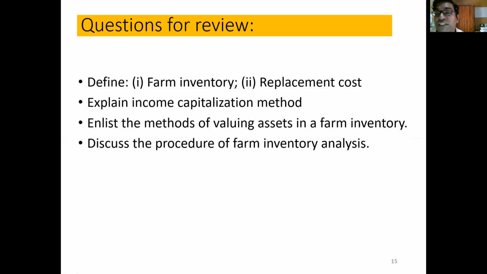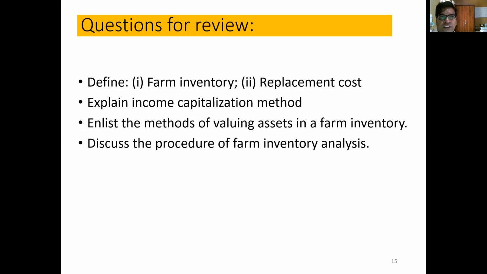Right, now we have questions for review. If you understood the lecture properly, then you'll be able to give me the answers. First, define what is farm inventory, and define replacement cost. You should be able to define farm inventory in just two lines, right? Then explain the income capitalization method. You should know what income capitalization is, why it is useful, and why we are using it for land, right? Then enlist the methods of valuing assets in a farm inventory.